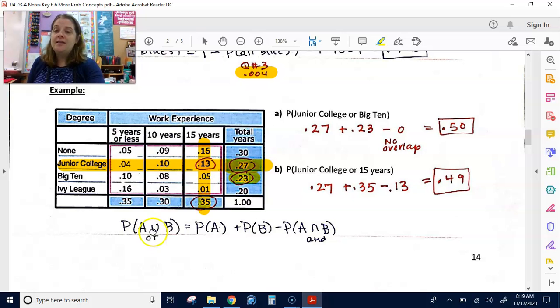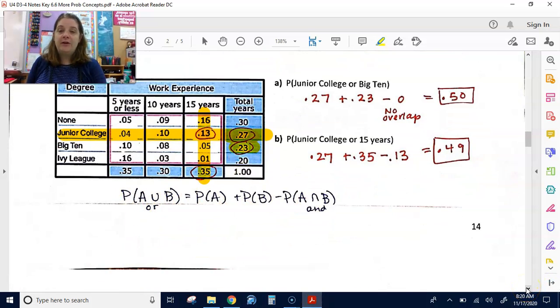Remember, our formula says the probability of A or B, like junior college or 15 years, is the probability of A, 27%, plus the probability of B, 35%, minus the probability of where they cross, the intersection, which is 13%. While junior college and the Big Ten are mutually exclusive, or disjoint, so the probability of A and B is 0, on the other one you have to be careful with that overlap. Anytime you're trying to find an or, don't forget about that handy dandy formula.